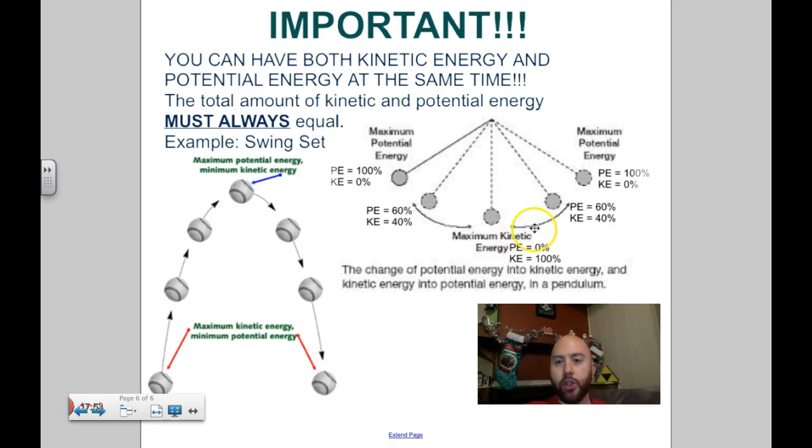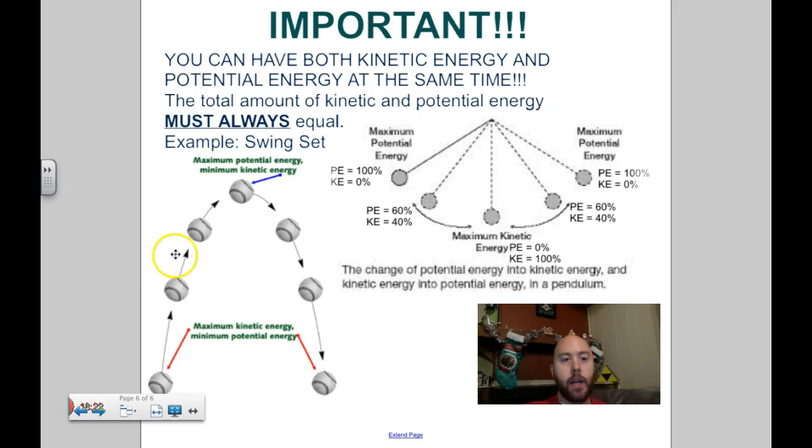Then what happens is you start to gain height. As you gain height, you get potential energy because you're gaining height, and you're losing velocity. You start to slow down as you go up. That means your kinetic energy went down. And as you get up to the very top, again, you stop for a split second, so your kinetic energy goes to 0, and you have 100% potential energy. So it just shows you that potential energy and kinetic energy, you can have both at the exact same time. They just keep switching back and forth, back and forth.